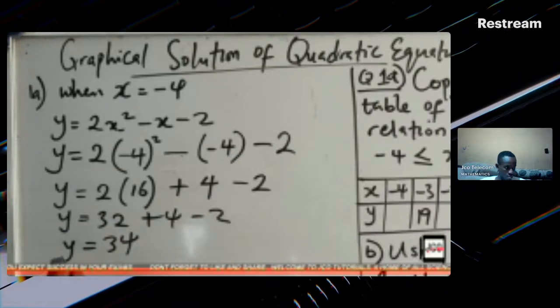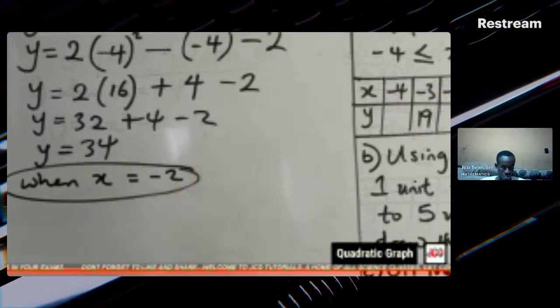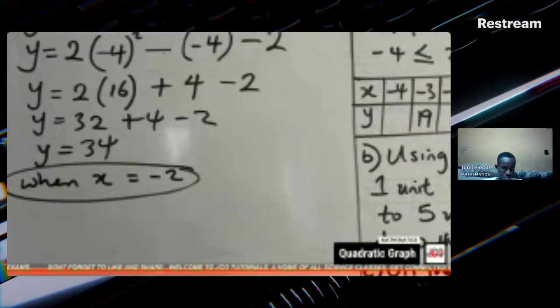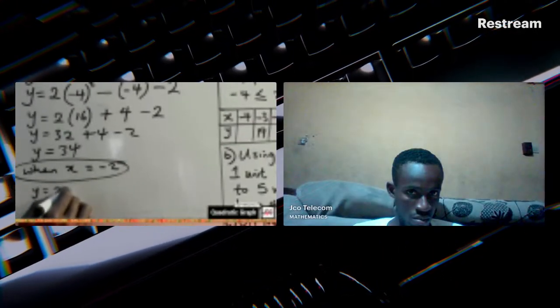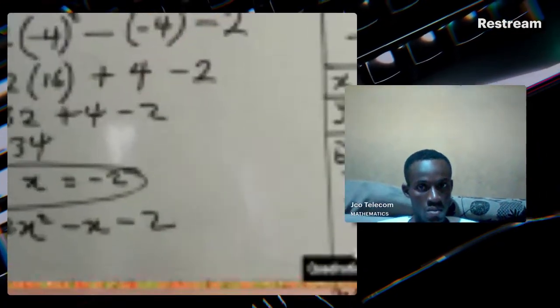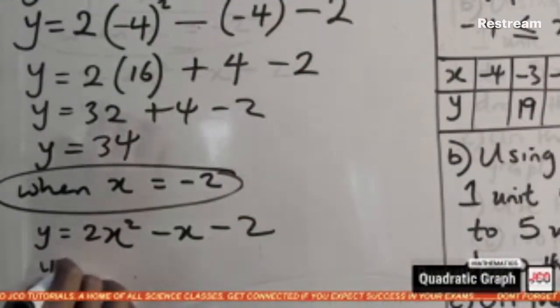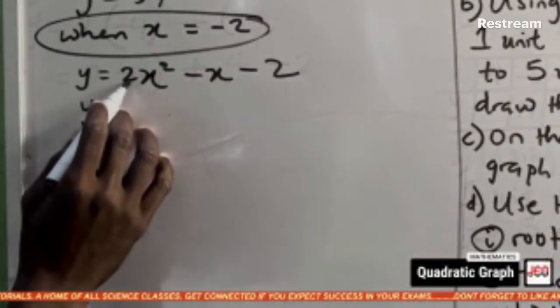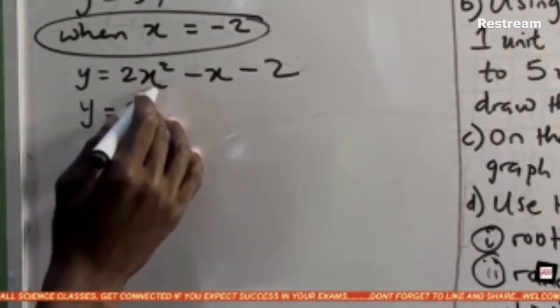Next, when x is what? -2. You put your equation also. y is equal to 2x squared minus x minus 2. That's the question, so that's what you keep using to solve for the other values. You go on. You write it down, 2. 2x squared simply means 2 times x squared.